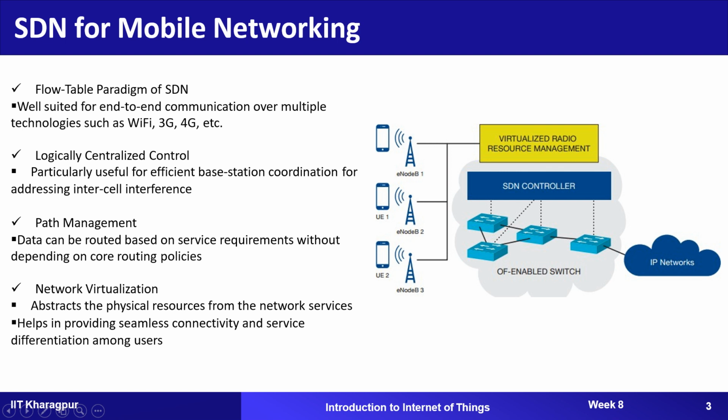After that, the path management. Data can be routed based on the service requirement without depending on the core routing policy in your mobile network. And after that, network virtualization. Since in SDN network virtualization is there, it abstracts the physical resources from the network services, which helps in providing seamless connectivity and service differentiation among the users.